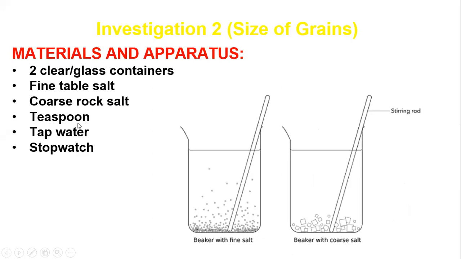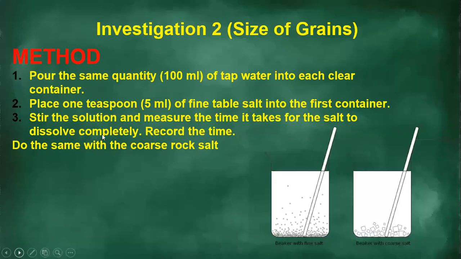Then you need a teaspoon, that would be 5 millimeters. Each teaspoon has a measurement, and the standard measurement of a teaspoon is 5 ml. Then you need tap water. Okay, so both beakers would have tap water because we're not measuring temperature, we're measuring the size of the grain. And you need your stopwatch. So you're going to stir it. Now you're going to pour the same quantity, which is 100 millimeters.